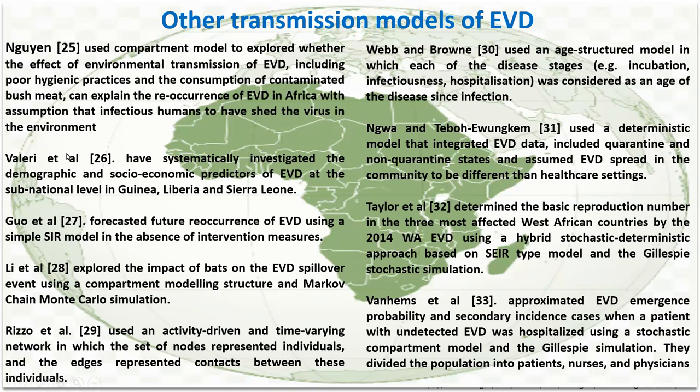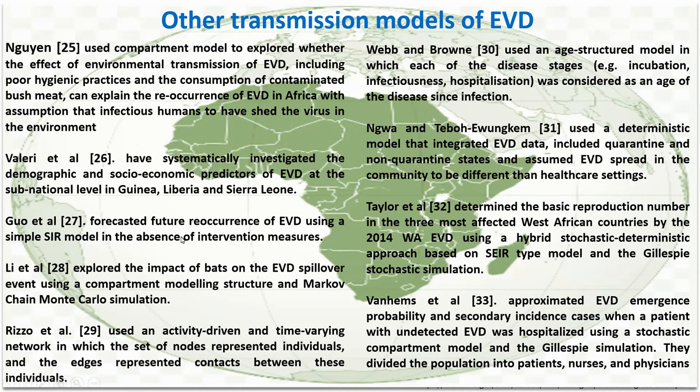Then we have Balai et al., who investigated the demographic and socioeconomic predictors of Ebola virus at the national level in Guinea, Liberia, and Sierra Leone, because these are the three countries that were highly affected during the 2014 and 2015 Ebola outbreak. They looked at the social economy as a predictor of Ebola virus, because controlling it has to do with a lot of things, like asking people to stay in quarantine. So they tried to look at those predictors in Ebola virus disease.